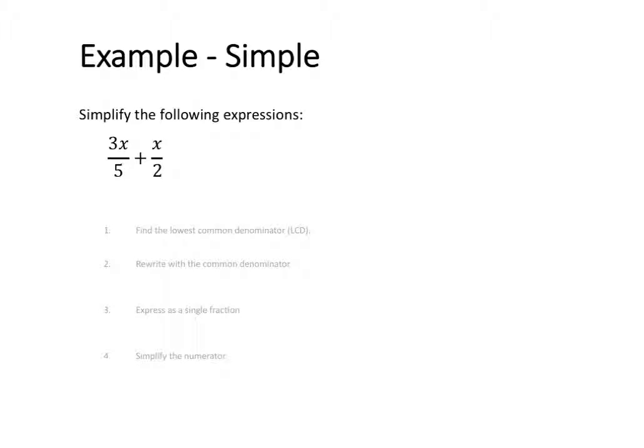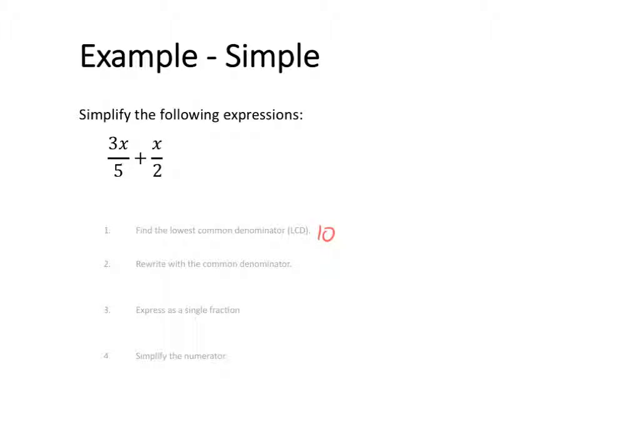In this example, I want to simplify the expression 3x over 5 plus x over 2. So to do that, I need to follow the 4 steps. The first one is to identify a lowest common denominator. Now, my two denominators are 5 and 2. So my lowest common denominator of 5 and 2 is going to be 10. Now that I have identified 10 as my lowest common denominator, I need to complete step 2 and rewrite the expression with that common denominator.